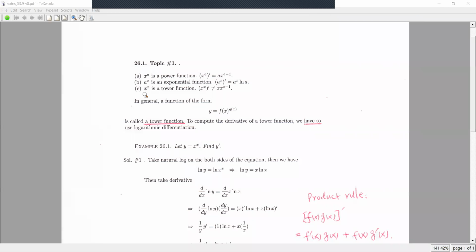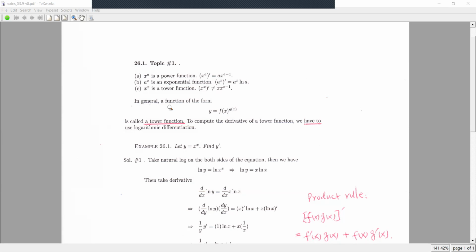When the base and the power are both variables, the function is called a tower function. For a tower function, no formula is available to compute its derivative. Some people may apply the formula for a power function to compute the derivative of a tower function, but that is wrong.